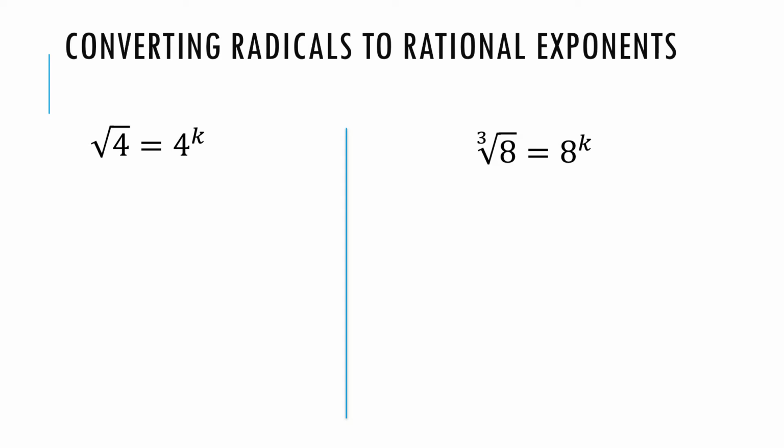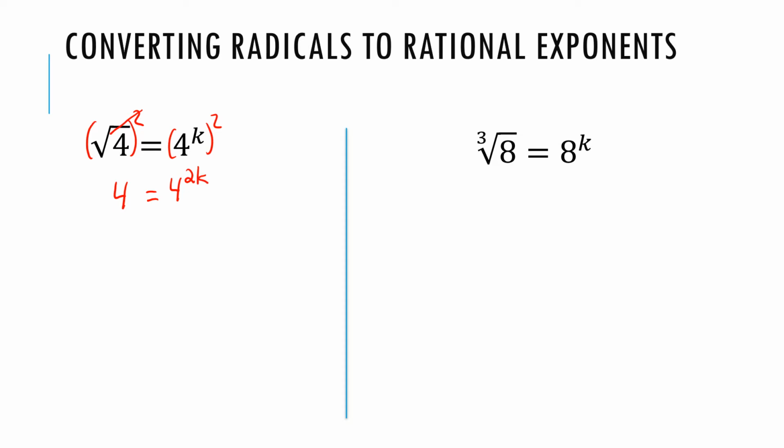So right here on the left, I have the square root of 4 equals 4^k. Right now, I want to figure out what k is. So to solve this, I'm going to get rid of my square root by squaring. But what I do to one side of an equation, I must do to the other. Now the square root and the square can cancel out, leaving a 4. On the right side, I have 4^k to the second power. Well, an exponent raised to an exponent is multiplication. So what I end up with is 4^(2k).